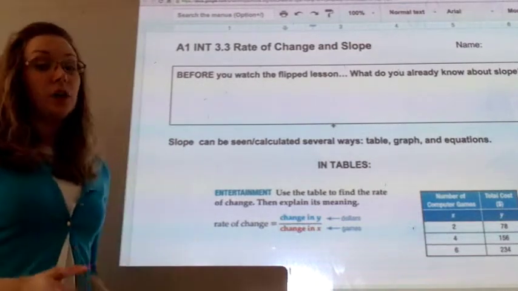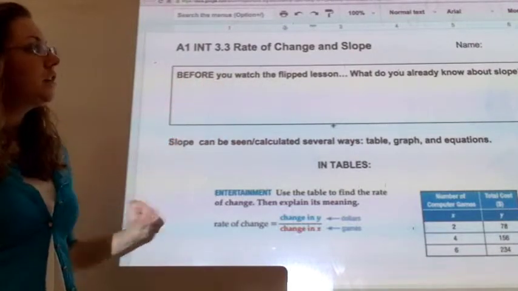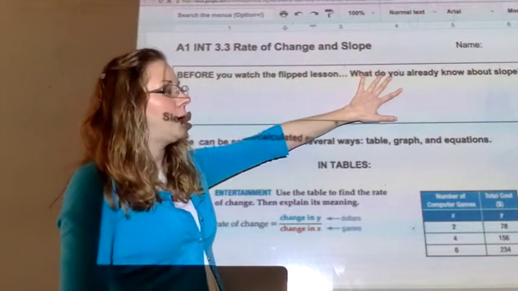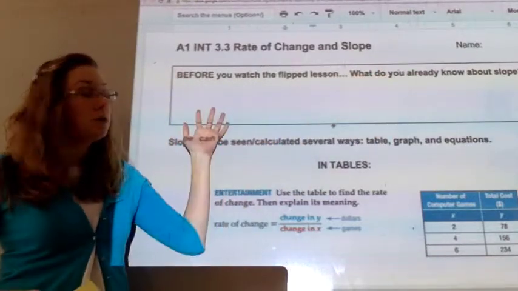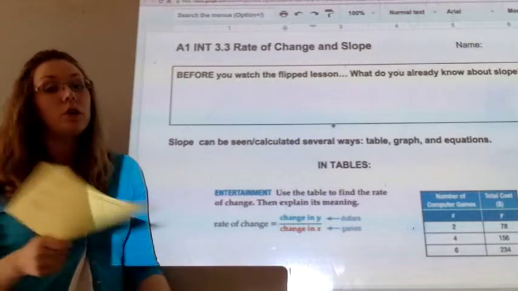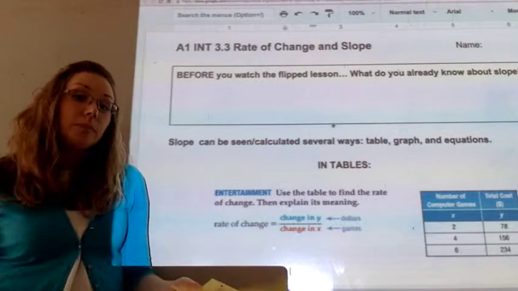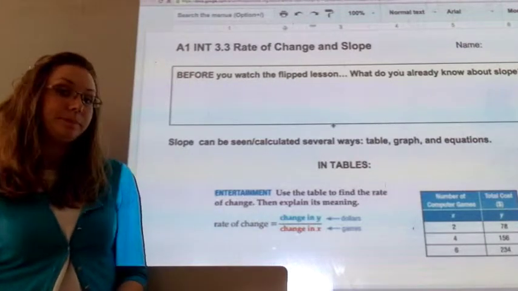Now, before I start talking about slope and rate of change, I want you to put down things that you already know. We've talked about slope a little bit in class when it comes to graphing lines, so put what you know here. You know there's a ratio. Maybe you've heard other things about it. So take a second, write some things down, and then we'll discuss them in a moment.